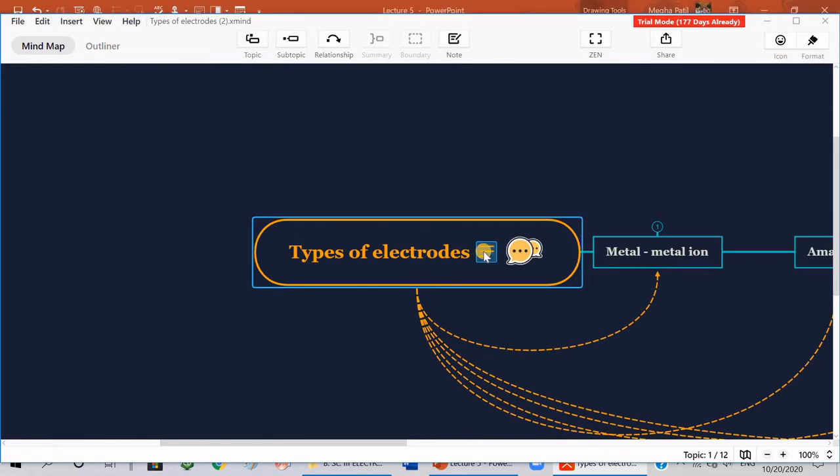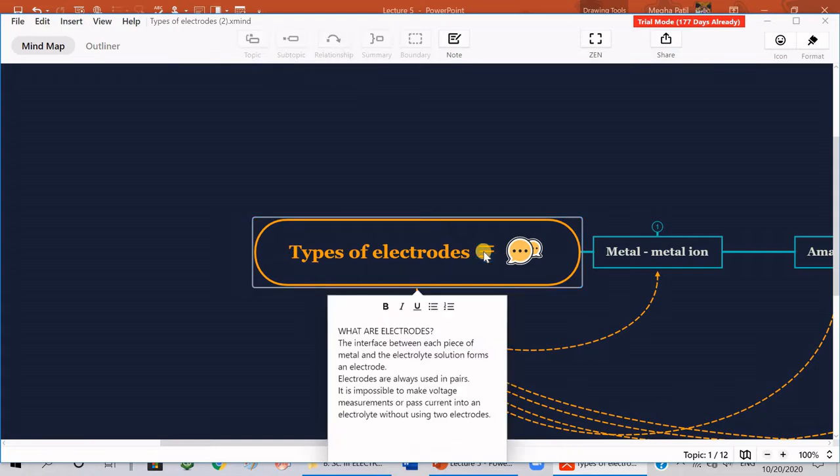So, types of electrode. What is the meaning of electrode? Electrodes are the interface between each piece of metal and the electrolytic solution that forms an electrode. Means when we keep any metallic rod into any electrolytic solution, at that time an interface is obtained between the surface of the metal and that electrolytic solution. That interface is called an electrode. That means the surface on which oxidation and reduction half reactions occur is called an electrode.